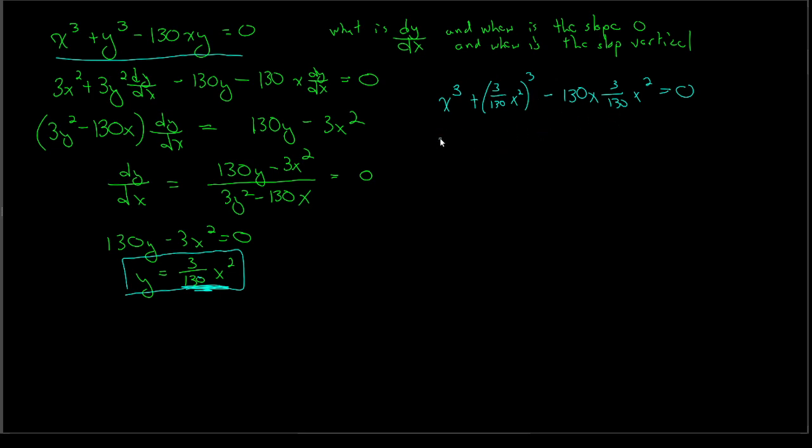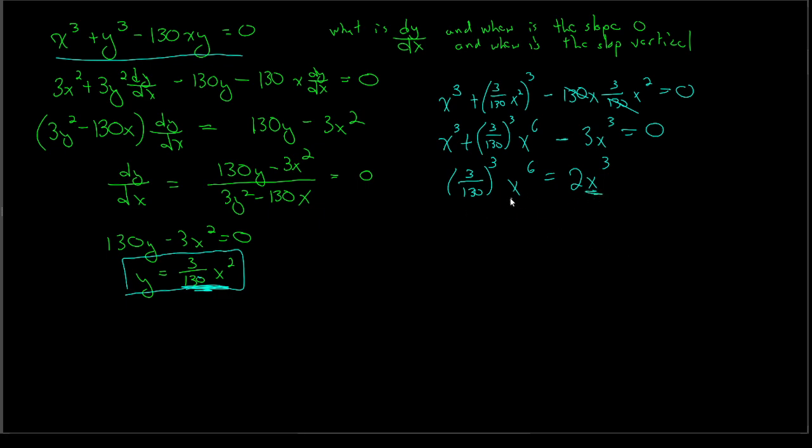And now we'll simplify. I'll have x cubed plus 3 over 130 cubed times x to the 6th. These 130s cancel, and I get minus 3x cubed equals 0. So I'm going to bring all my x cubes over to the left-hand side. Negative 3x cubes and an x cubed is negative 2x cubes, so I have 2x cubes here.